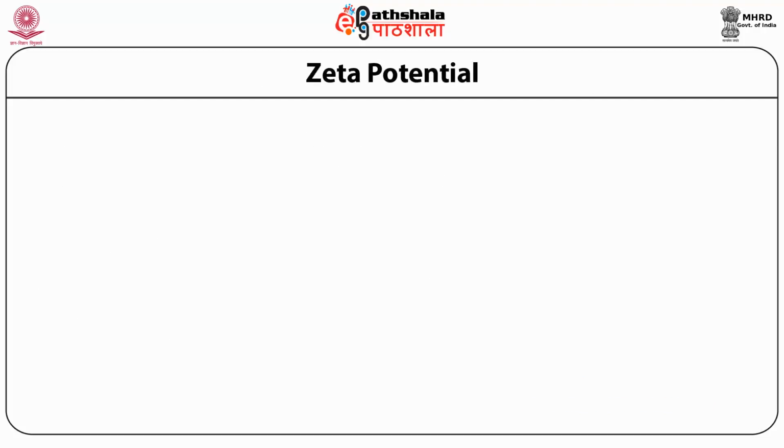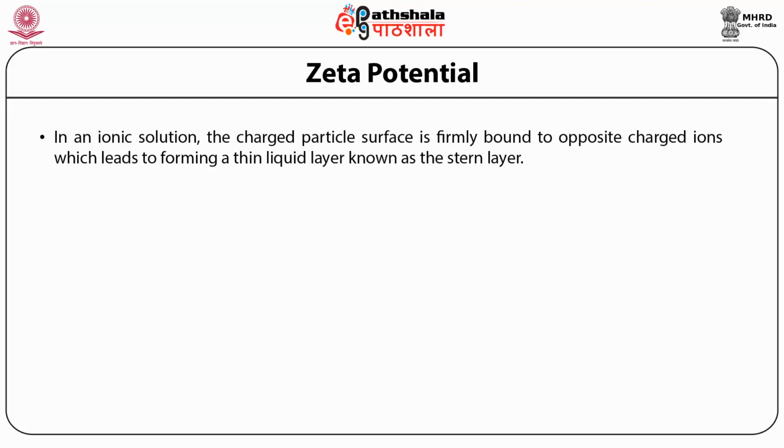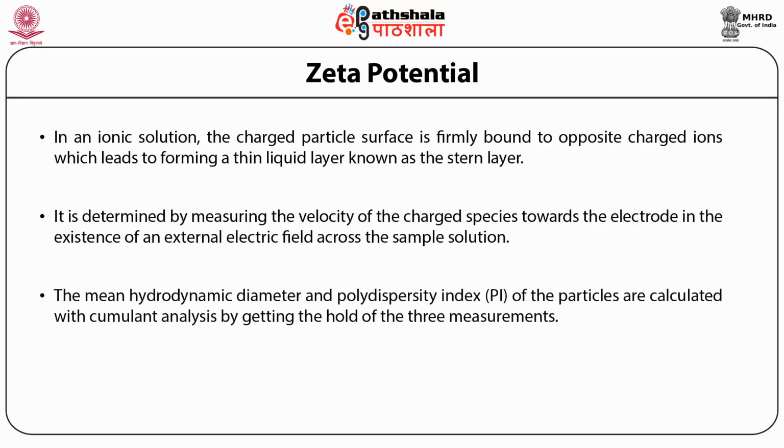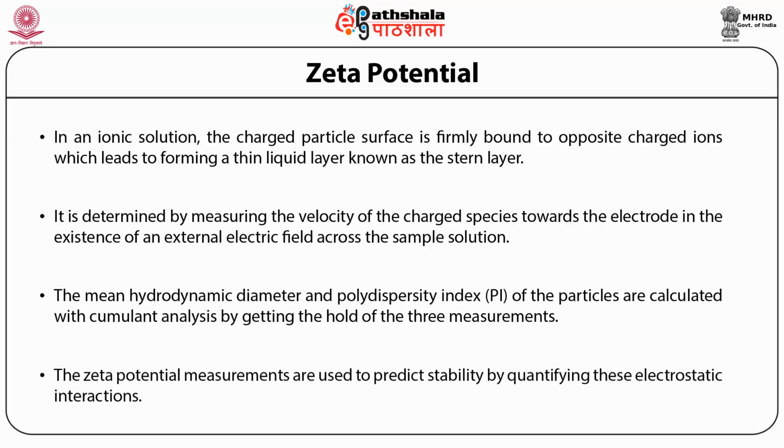Now let's talk about zeta potential. In an ionic solution, the charged particle surface is firmly bound to the oppositely charged ions, which leads to forming a thin liquid layer known as the Stern layer. It is determined by measuring the velocity of the charged species towards the electrode in the existence of an external electric field across the sample solution. The mean hydrodynamic diameter and polydispersity index of the particles are calculated with cumulant analysis by taking the average of the three measurements. The zeta potential measurements are used to predict the stability by quantifying these electronic interactions.